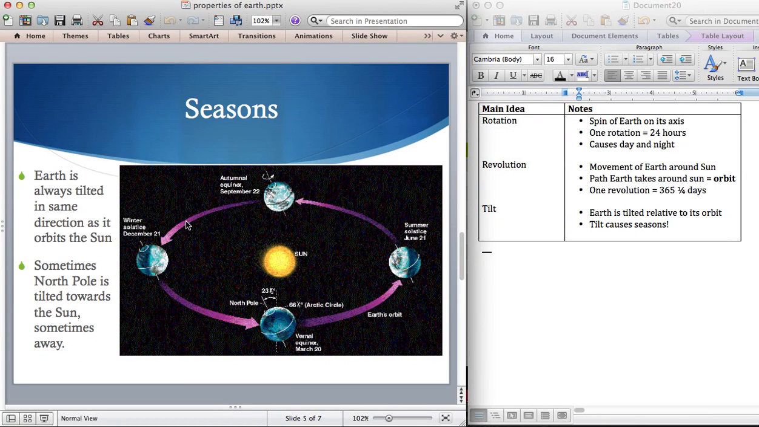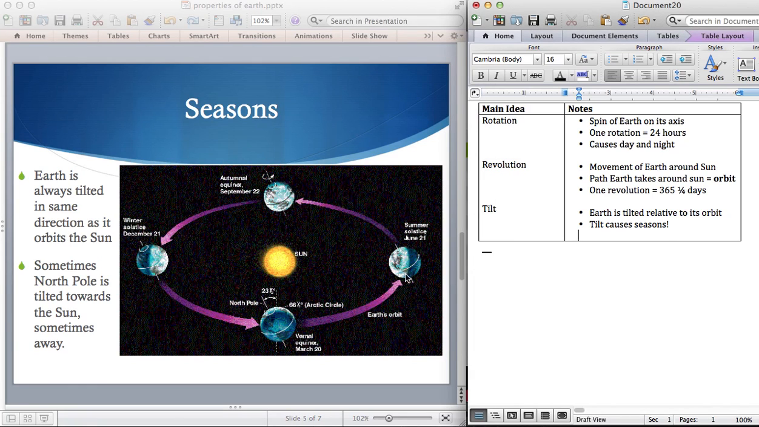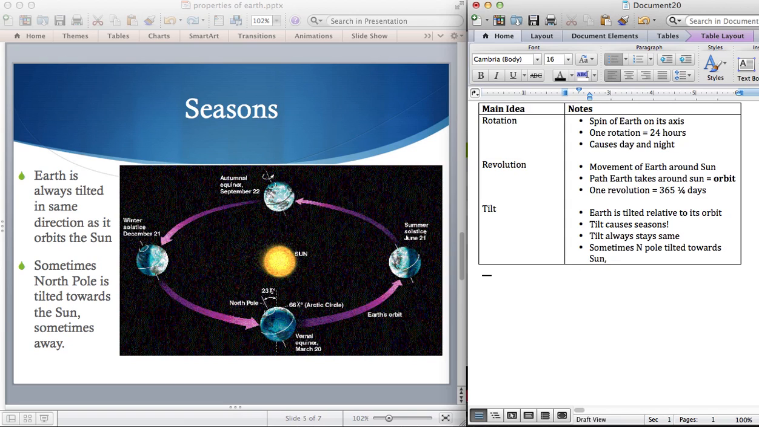So it's not that the Earth wobbles back and forth, right? The Earth stays at a fixed angle. It's not wobbling like a top. You know how when you spin a top, it stays pretty straight for a while, and then as it slows down, it starts to wobble. The Earth doesn't wobble. It's always tilted in the same direction, right? But as we move through our orbit, sometimes the North Pole is tilted towards the Sun, sometimes away. So the tilt always stays the same. And we can say sometimes the North Pole is tilted towards the Sun, sometimes it's tilted away.